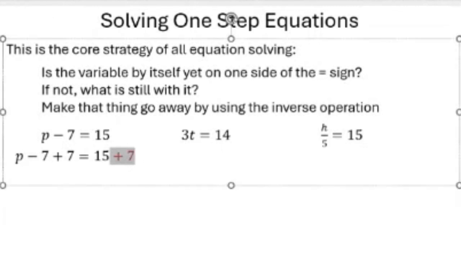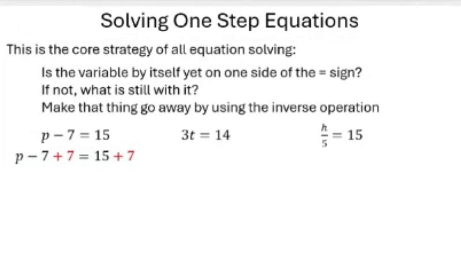The opposite of minus 7 is plus 7. So I do that thing to both sides of the equation because it makes, on the left side of the equation, minus 7 plus 7 just goes away, and all that's left on the left side of the equation is a p, and the plus 7 appears over there on the right.